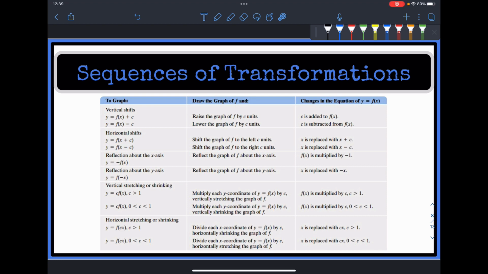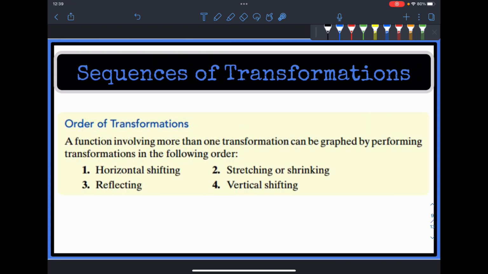Now, if we have all of these transformations, the sequence to transforming a function is by first identifying any horizontal shift, then going to any stretching or shrinking vertically or horizontally, moving on to identifying any reflections over the x or y axis, and then finally looking at the vertical shift. So this is the sequence and the order of transformations where we have multiple ones, and we need to look at what the graph will look like performing these multiple transformations.